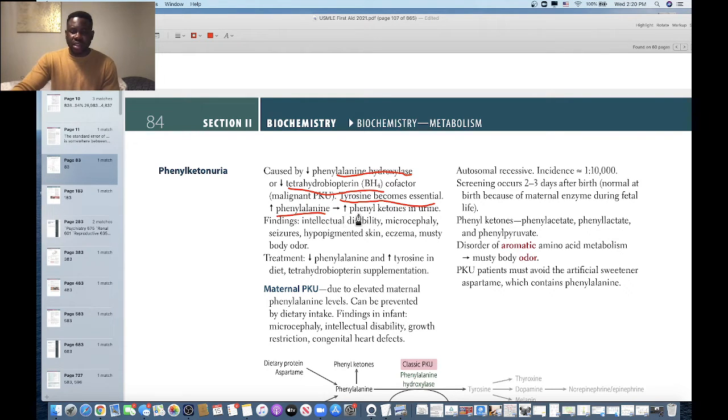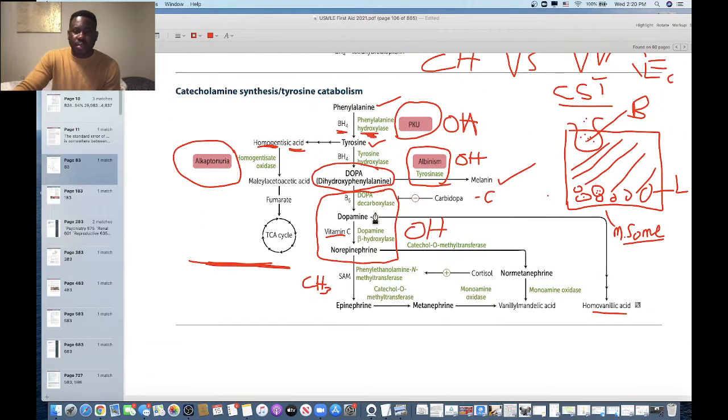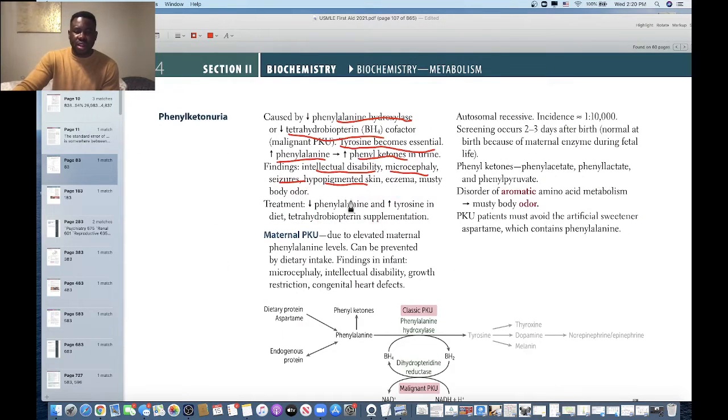This will lead to phenylketones in the urine. So phenylalanine will be converted into phenylketones in the urine. Findings are intellectual disability, as I said, microcephaly, seizures. They have hypopigmented skin. Why? Because we need tyrosine to make melanin, and here we are lacking this. We are blocking this place, so we cannot make melanin as well. So they will have hypopigmented skin. They'll have eczema. They'll have a musty odor, a musty body odor, and then their urine will also be musty.